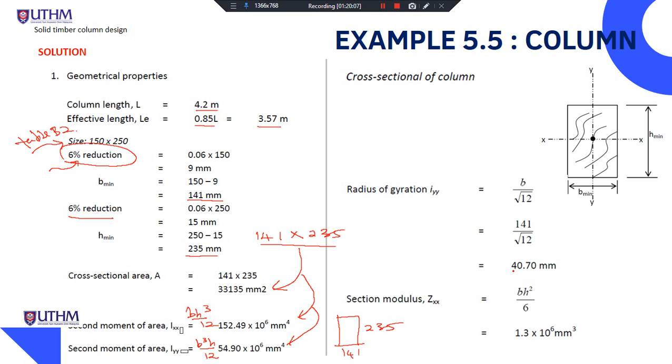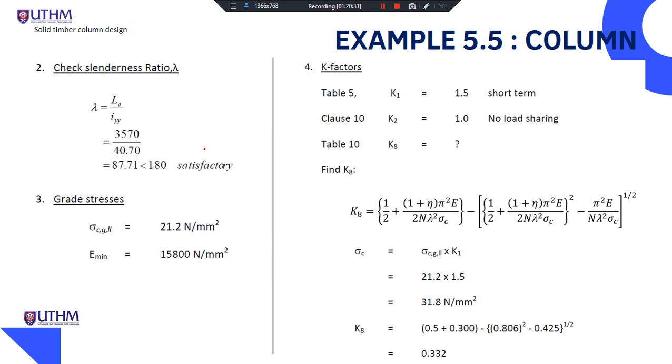Next is the radius of gyration. Our radius of gyration is 40.70, by using B equal to the least dimension, and our section modulus BH power of 2 divided by 6, Z is equal to 1.3 times 10 power of 6 millimeter power of 3. Next is checking the slenderness ratio. Our slenderness ratio is equal to 87.71. You substitute the L effective and the radius of gyration, and our slenderness ratio is less than 180, so it is satisfied.